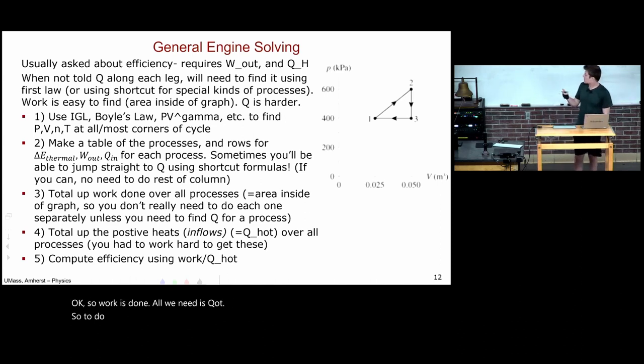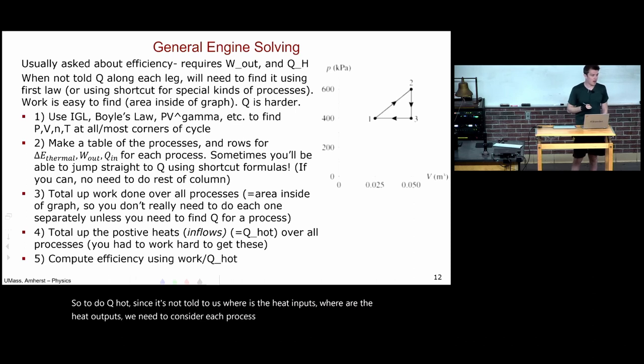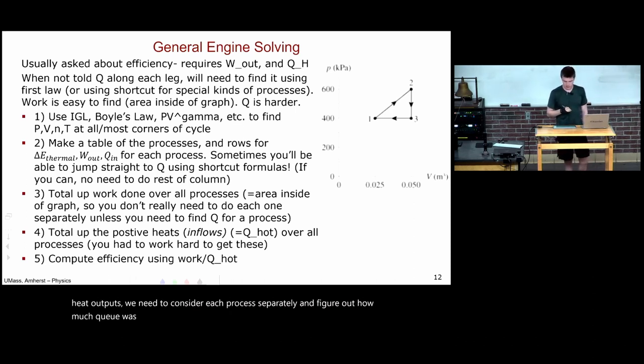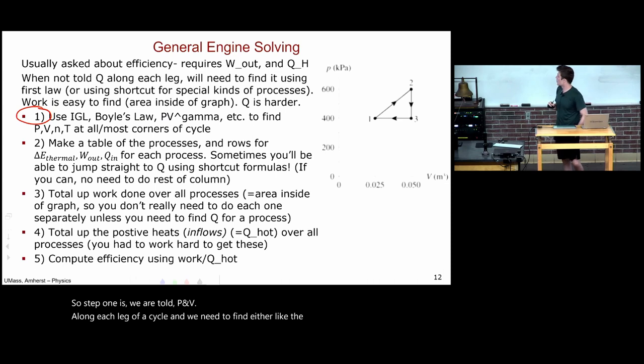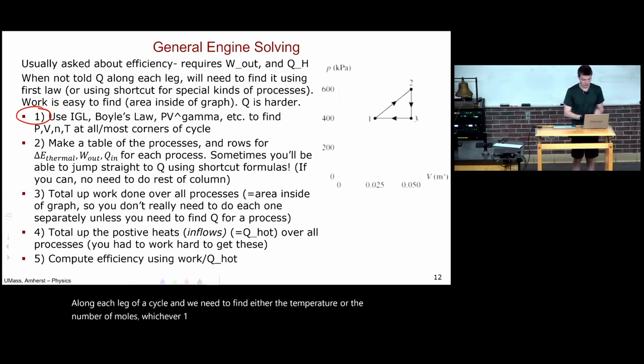To do Q hot, since it's not told to us where the heat inputs and heat outputs are, we need to consider each process separately and figure out how much Q was inputted. To do that, we're going to need to figure out where the corners of the graph are first. That is step one. We are told P and V along each leg of a cycle, and we need to find either the temperature or the number of moles, whichever one is not told to us.